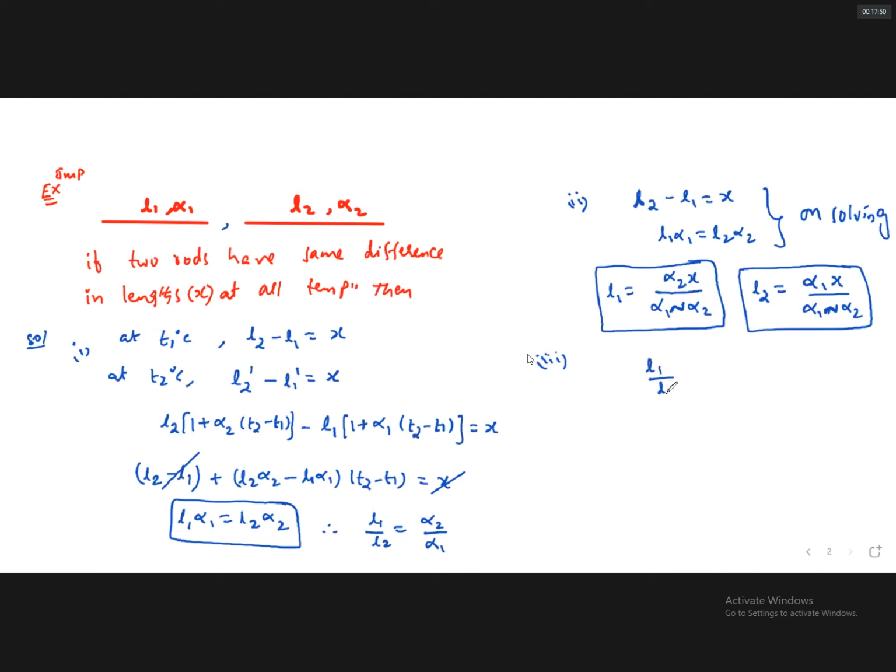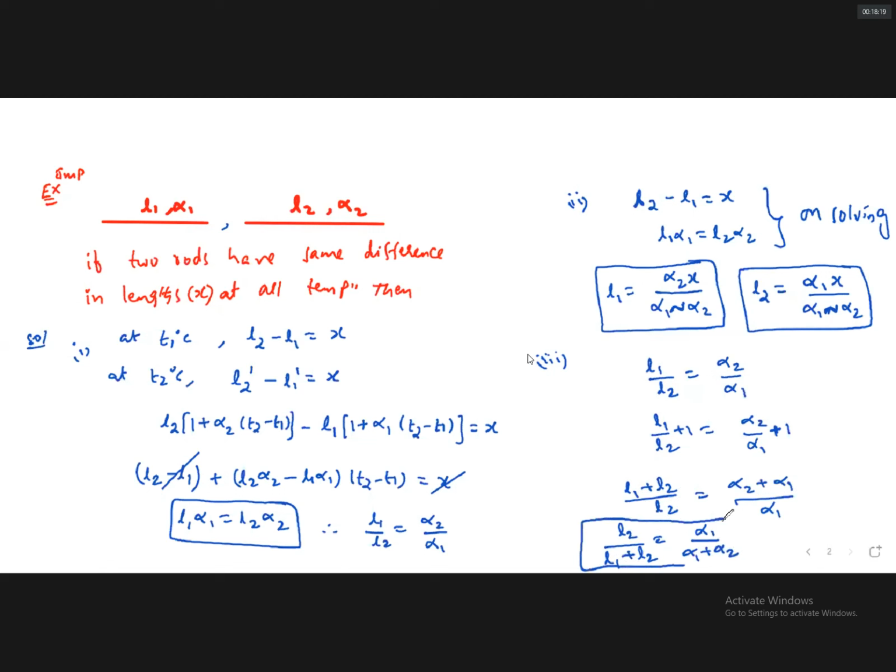So we get here L1 by L2 is equal to alpha 2 by alpha 1. By adding plus 1 on both sides, we get L1 plus L2 by L2 is equal to alpha 2 plus alpha 1 by alpha 1. So if we want to calculate L2 by L1 plus L2 value, we get it as alpha 1 by alpha 1 plus alpha 2. So out of these three results, any question they may give.